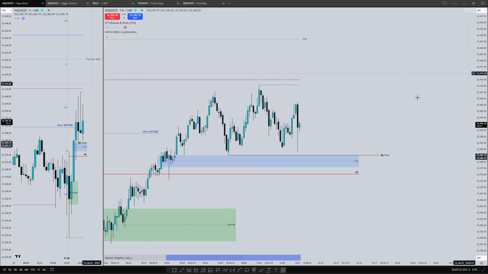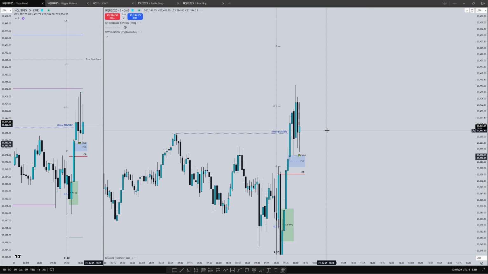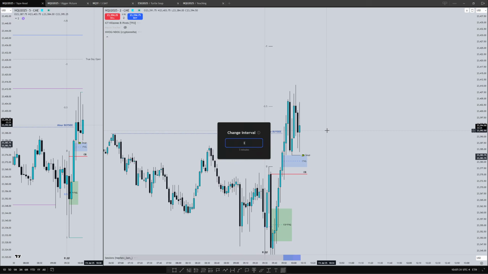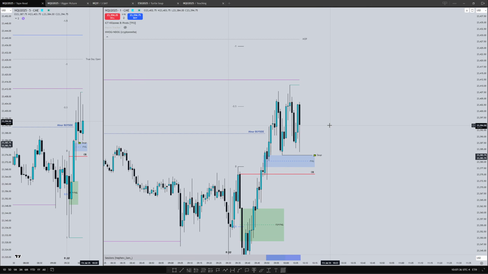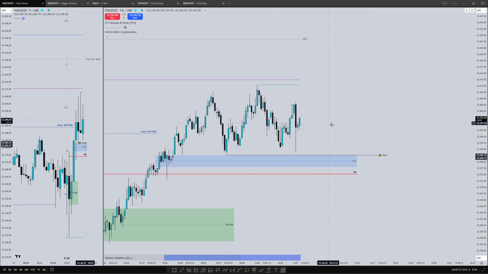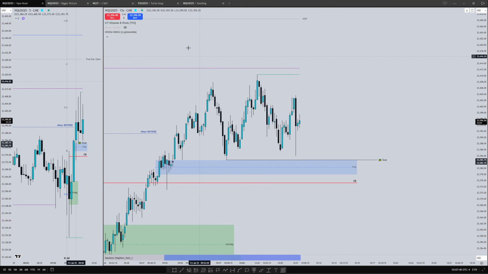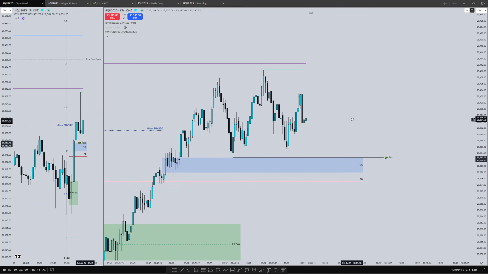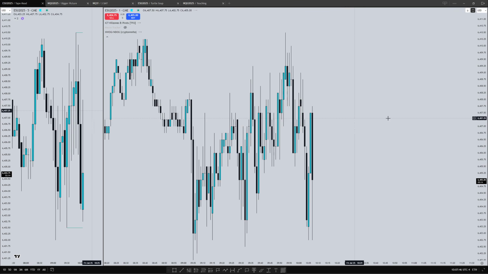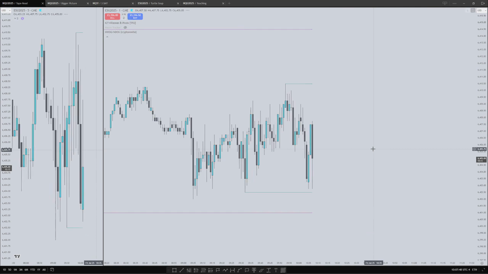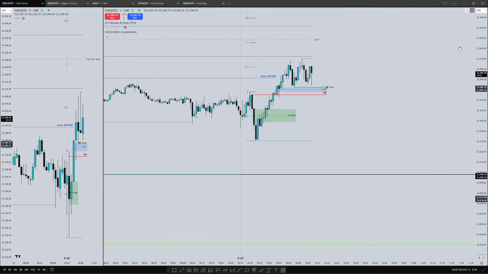There's a short-term run on stops. It wasn't the run on stops. Not seeing enough movement.